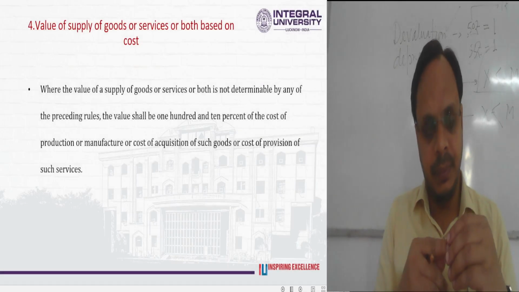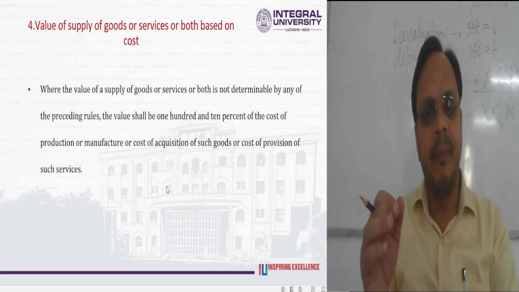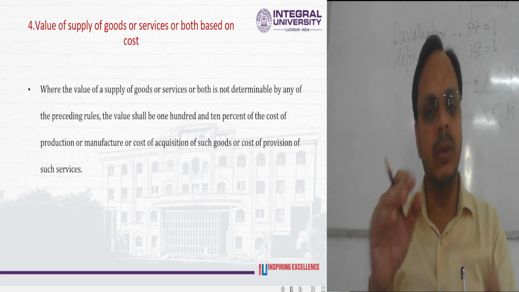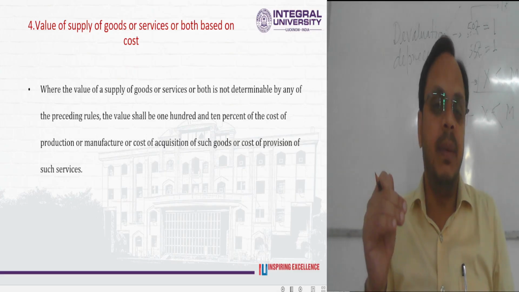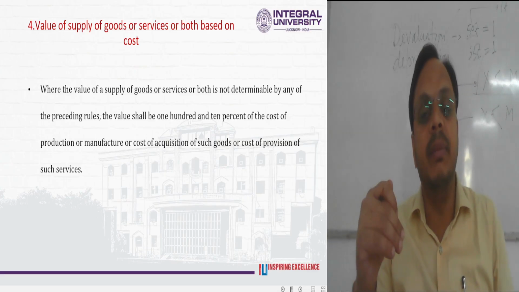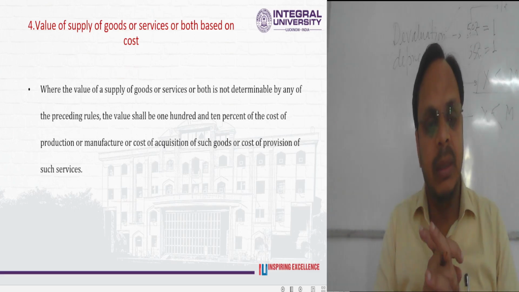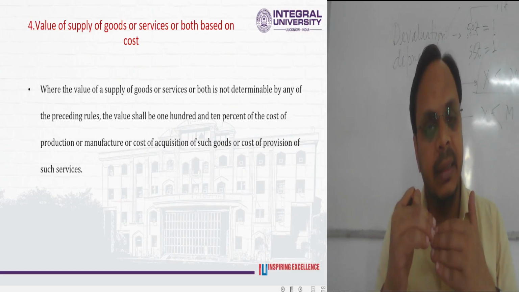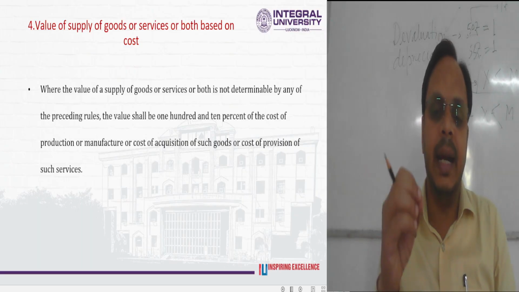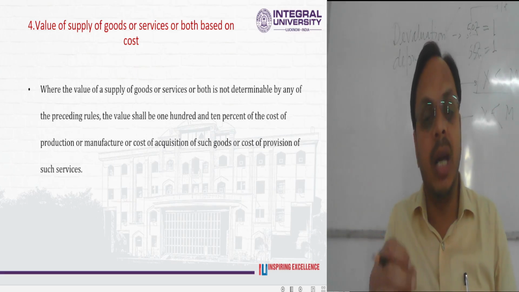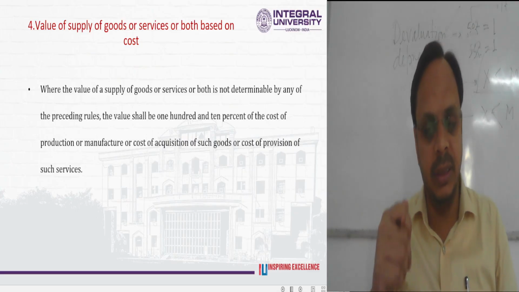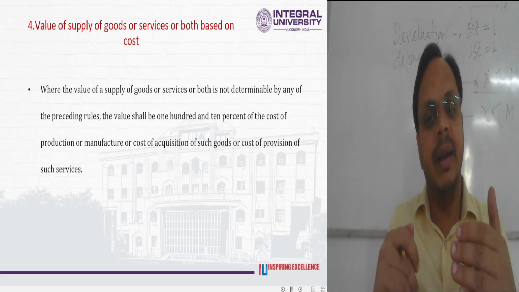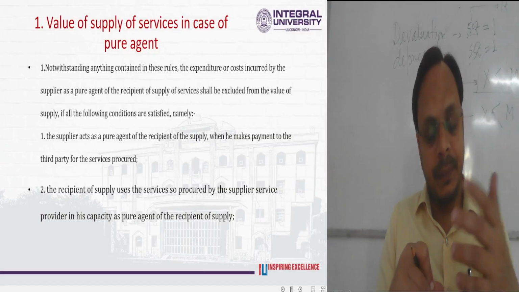Moving ahead, where the value of the supply of goods or services or both, meaning goods as well as services, is on cost. The rule says that where the value of the supply of goods or services or both is not determinable by any of the preceding rules, the value of such goods or services shall be 110% of the cost of production or manufacture, or cost of acquisition of such goods, or cost of provision of such services. That is, 110% of the cost will be the value of the goods and services.